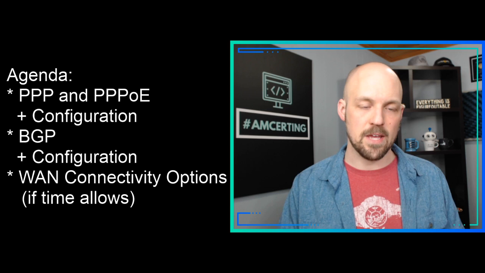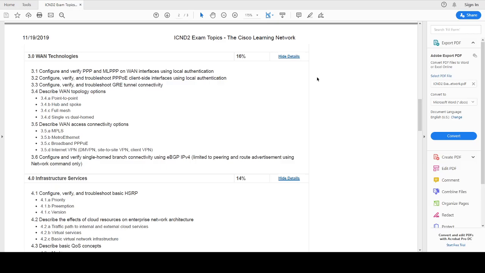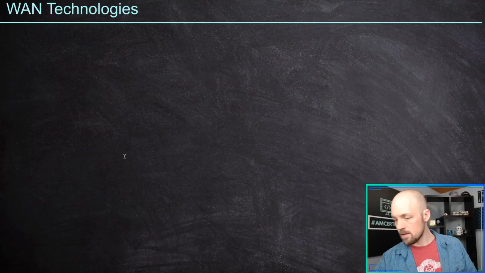And then the WAN connectivity options, that would be these topics here: describe WAN topology options. So we'll be talking about these different options. I think this is specifically why I wanted to cover this. Make sure we understand the differences between MPLS, Metro Ethernet, etc. So with that, let's dive in to talking about the point-to-point protocol.